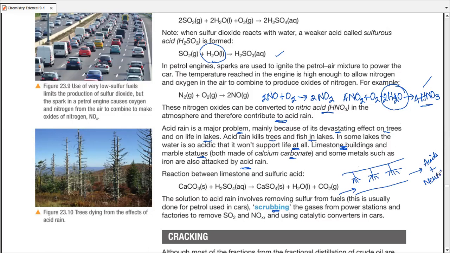We neutralize those acids. This is all a part of the middle chapters, which we probably haven't studied. So we convert them into normal salts, and then they are not a problem anymore. This process is known as scrubbing. Scrubbing removes any sulfur dioxide or any SOx or any NOx from the factories, or we may use a catalytic converter in cars. So we have different ways to handle acid rain.